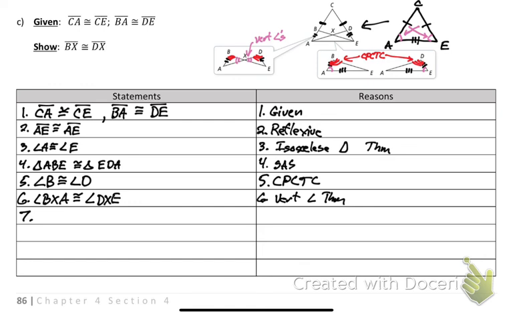Step 7, Oliver, you got all these? Step 7, I now have angle, angle, side between these two triangles. So I can now say these little triangles are congruent. So we can go ahead and say triangle ABX is congruent to triangle EDX. And that's by angle, angle, side. And because those triangles are congruent, we can go all the way to say that BX is congruent to DX by CPCTC.